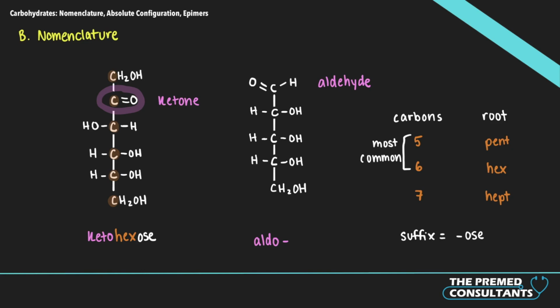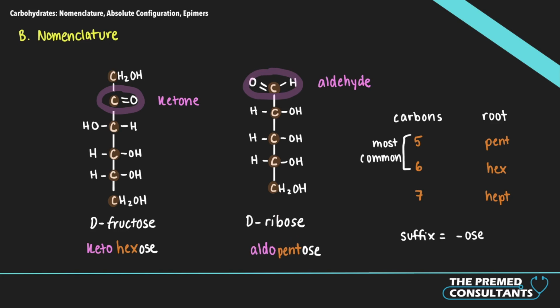The specific ketohexose is called fructose. What would you call this molecule? This is an aldopentose, a 5-carbon sugar with an aldehyde. This specific aldopentose is ribose, the sugar component of nucleic acids.